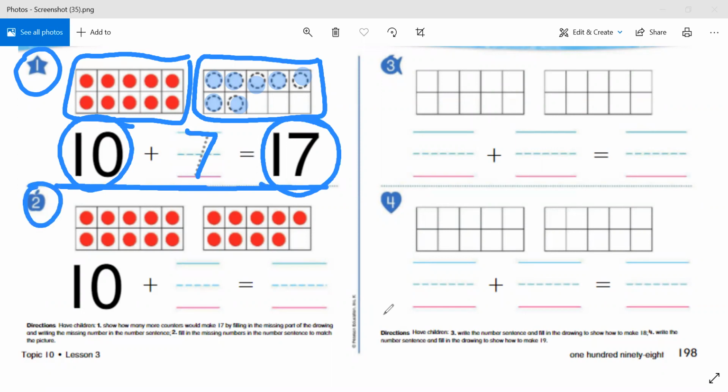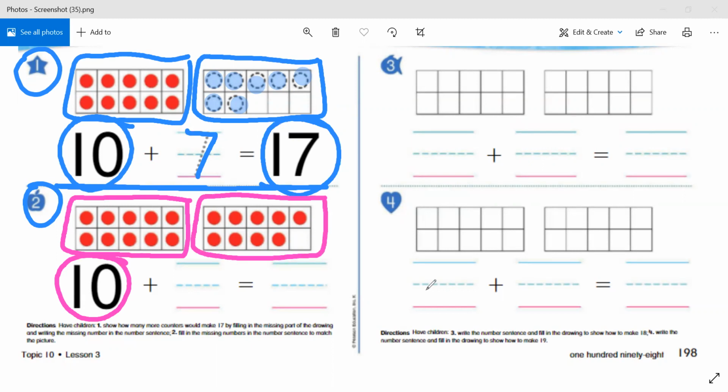Let's look at number 2. It says fill in the missing numbers in the number sentence to match the picture. So we look at our 10 frame. Let's get a different color. Our first 10 frame is filled up, so we know automatically that that is 10. We don't have to count it.